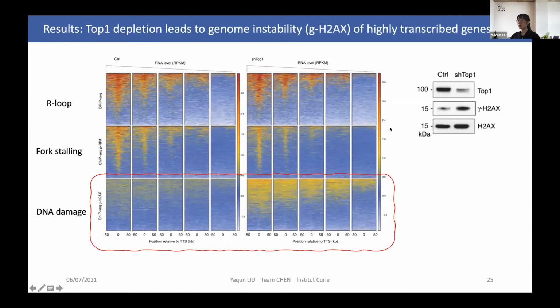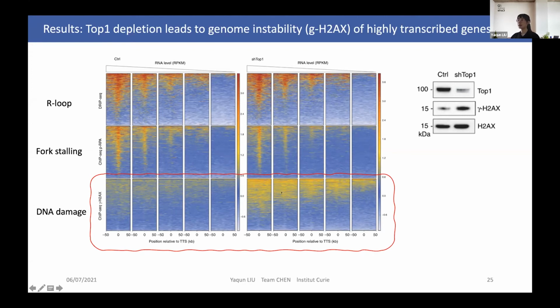Then we focus more on TTS to identify what we can call toxic R loops. Here are the two heat maps around TTS for control HeLa cells again, and their corresponding TOP1-deficient cells. In fact, TOP1 is an important factor that helps resolve the R loop and induces genome instability. The genes are clustered into 5 subsets by transcription level. Then we checked their corresponding R loop, fork, and DNA damage level, obtained by the gamma-H2AX tube-seq.